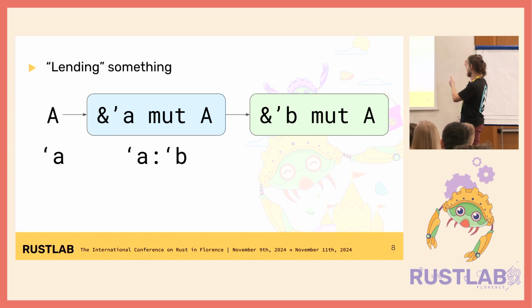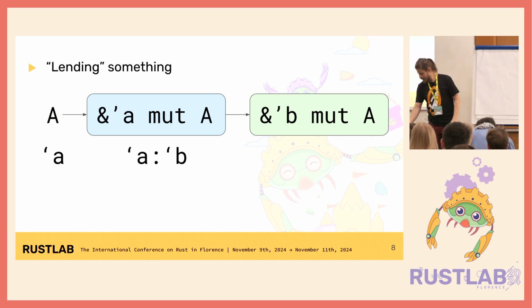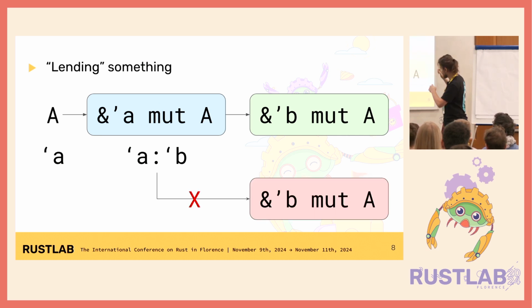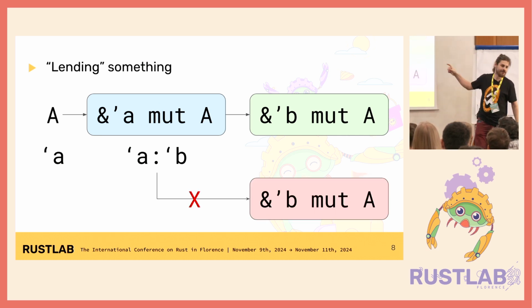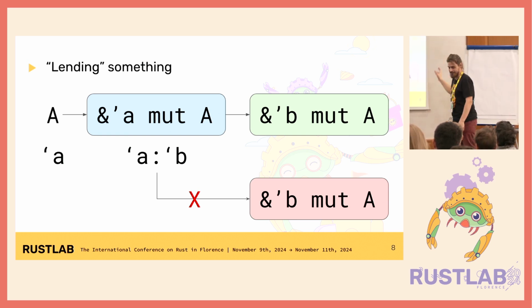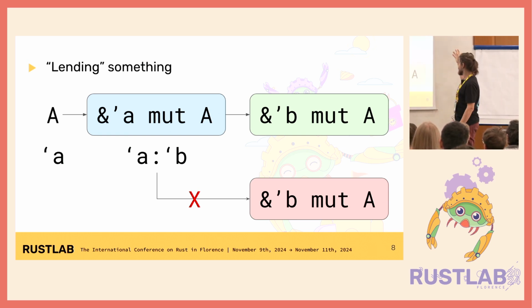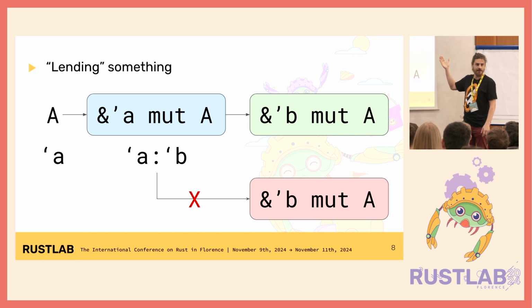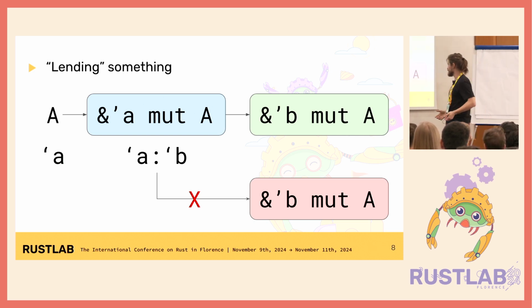And the interesting thing is that the borrowing just works as usual. So until you drop the blue rectangle and the green rectangle, you cannot build another rectangle, the red rectangle in this case, because there's just one mutable reference to a stack that can live at one point. So this is the brief idea of lending something.